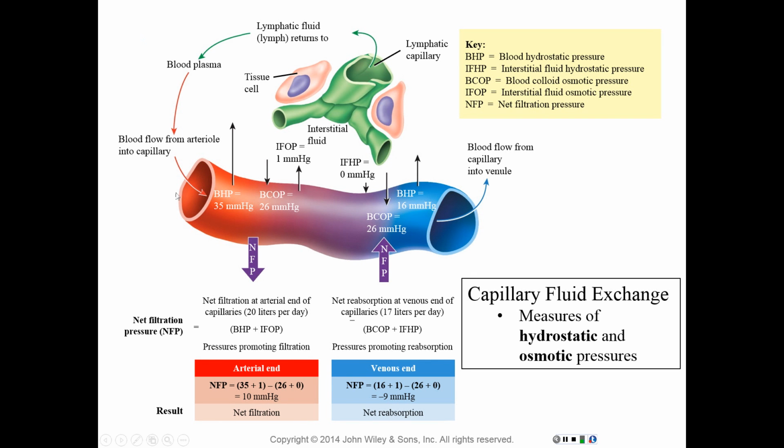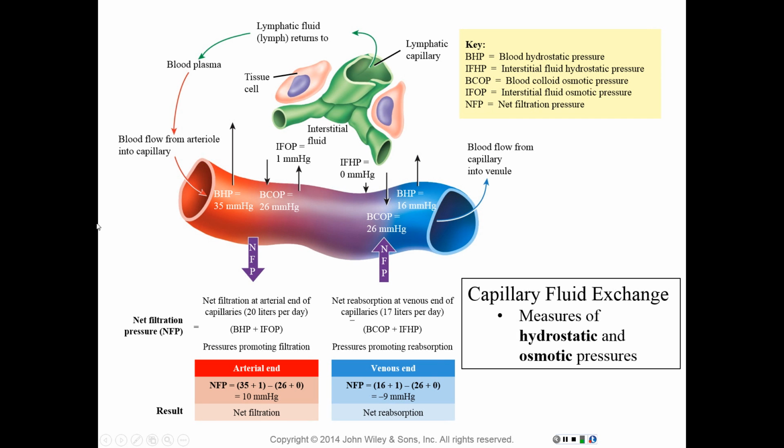So what you have going on here then are measures of hydrostatic and osmotic pressures. The key over here lists the four main pressures, and then the net filtration pressure is the balance at the end that we can calculate. So there's technically four pressures at work here. You have two hydrostatic pressures and two osmotic pressures. So two pushes and two pulls.